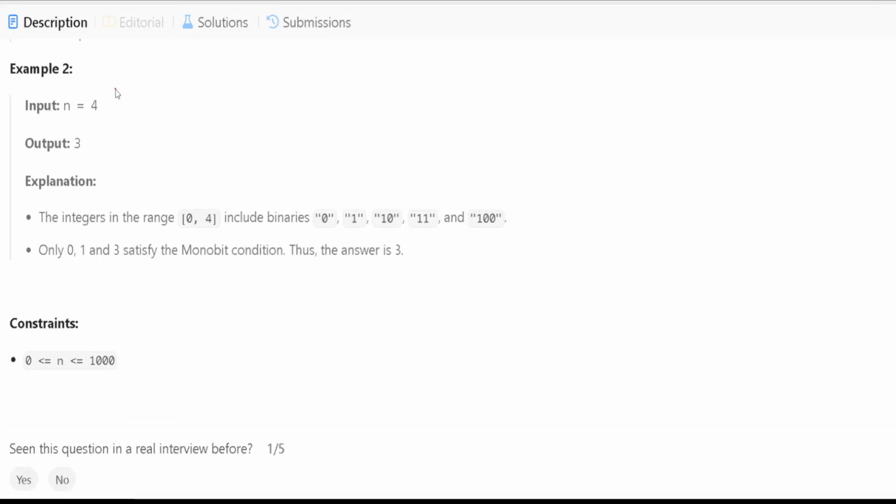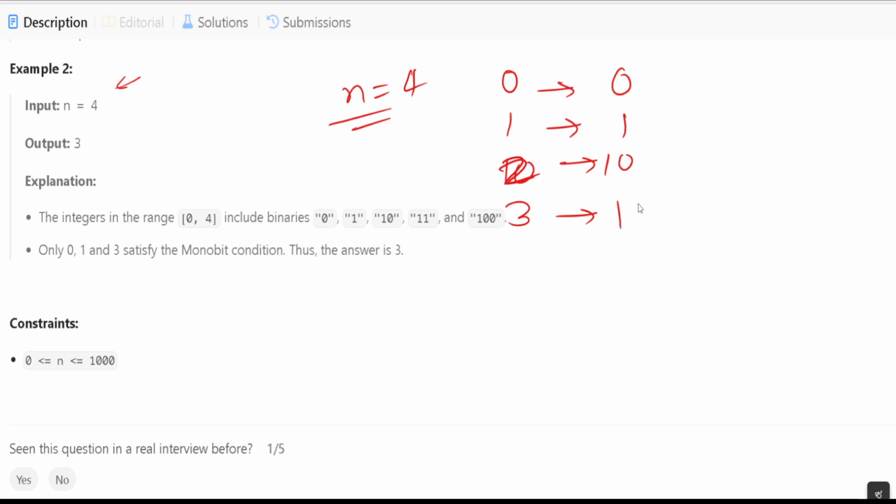So let's suppose we are given n equal to 4. If n is equal to 4, it means the numbers in the range will be 0, because 0 contains 0 bit. If we talk about the 1, it will be 1. Then we have 1 0 for 2. If we talk about the 3, it becomes 1 1, and then the 4 will come as 1 0 0. I hope you know this, right?